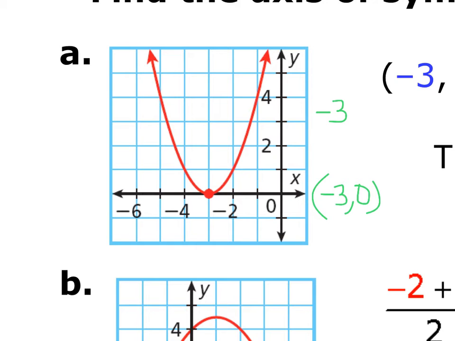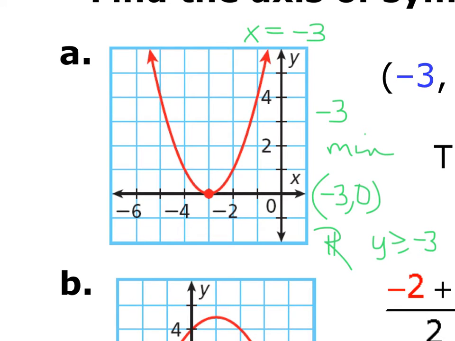Is this vertex a minimum or a maximum? Minimum. Okay. What is the domain? All real numbers. Good. What's the range? Negative 3. Which symbol? Greater than or equal to when it's a minimum. Good. What's the axis of symmetry? X equals negative 3.